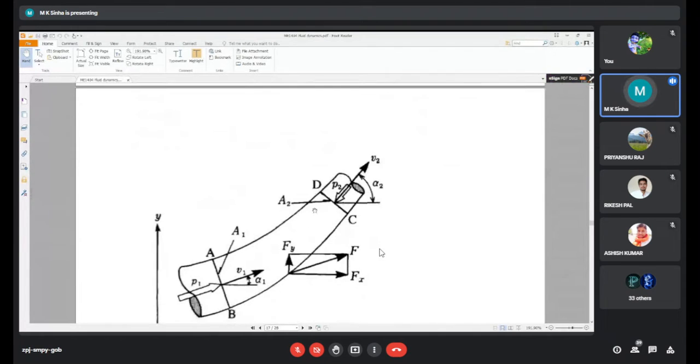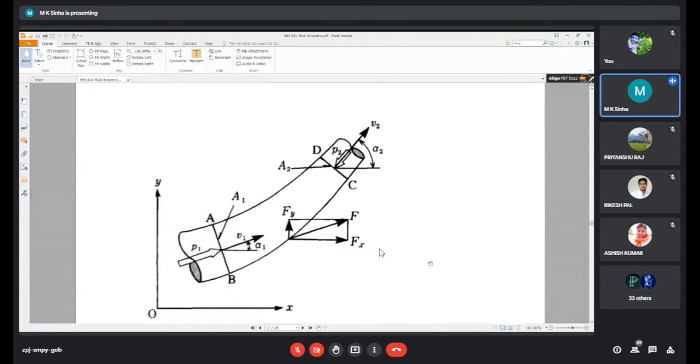Here is a two-dimensional body, shown as a fluid element A, B, C, D. The pressure acting on surface AB is P1. It has a velocity V1 making an angle alpha 1 with the x-axis. Here, when the fluid passes through this curve, some force is acting.